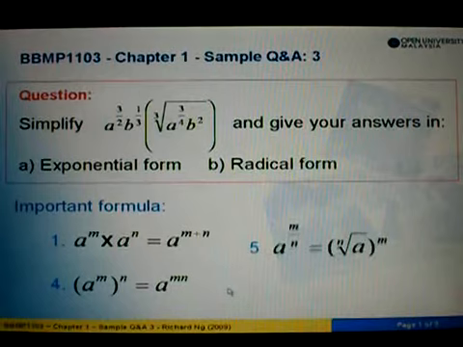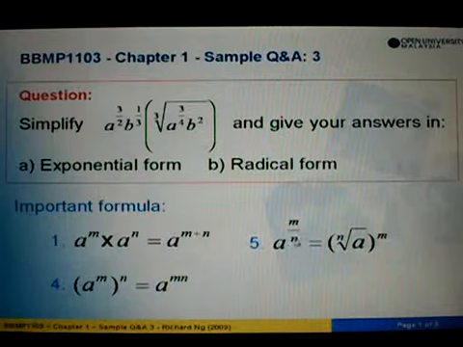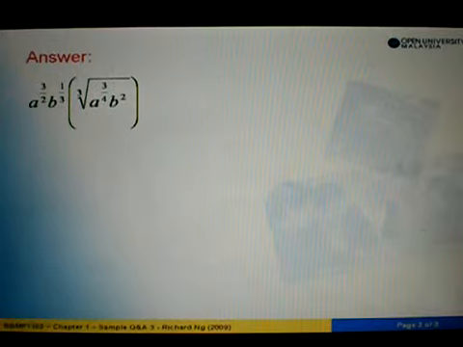Okay. So the next formula which is useful for this question is a to the power m over n. So if the power is a fraction, remember the denominator n will become the root, okay? And the power will remain as power, okay? Okay, let's see how to solve this question, alright?